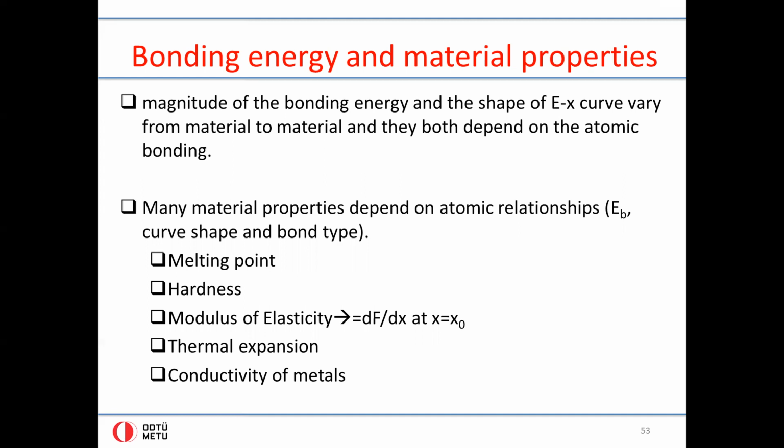So again, a stronger bond has a deeper energy trough or well, and a weaker one has a shallower one. And again, many real-life properties depend on these. We had discussed thermal expansion, or coefficient of thermal expansion, and melting point earlier. And there are various other properties that get described in this course, such as hardness, modulus of elasticity, or conductivity, that can also be related with the shape of this E versus x curve.